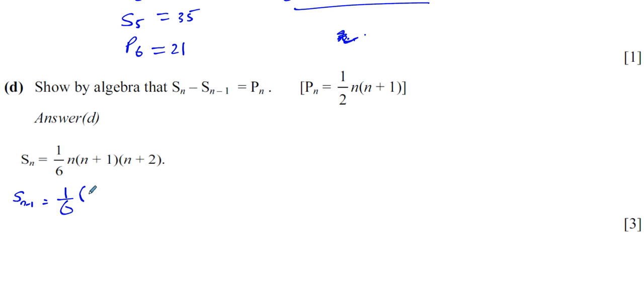So you have 1/6 times, instead of n, I'll write n minus 1. Times, you got n minus 1 plus 1. So I'll replace the n with n minus 1. Times, you'll have n plus 1 and then plus 2. You just replace, this is like where the n was. So that's our n replaced by n minus 1. That's our other n replaced by n minus 1, and that's the first n replaced by n minus 1. So they've taken the place of n. And it says show that Sn minus Sn minus 1 equals Pn. So let's first find out what this is, and then subtract these two.